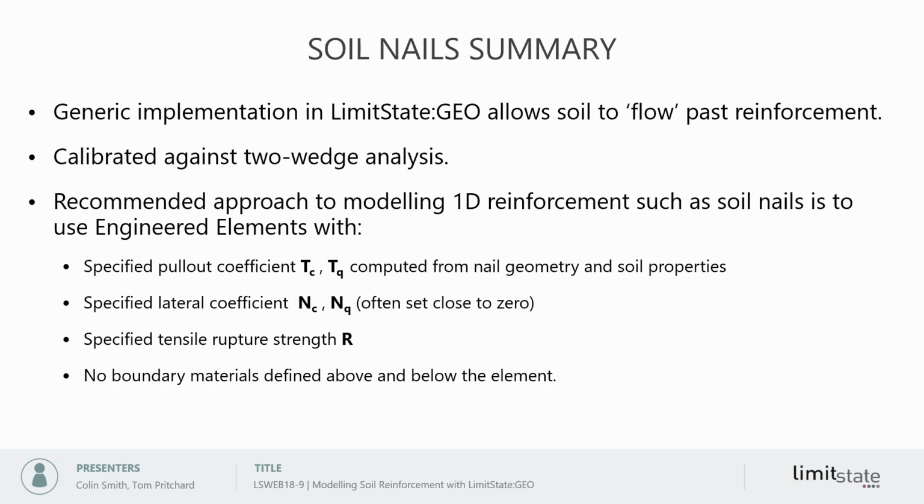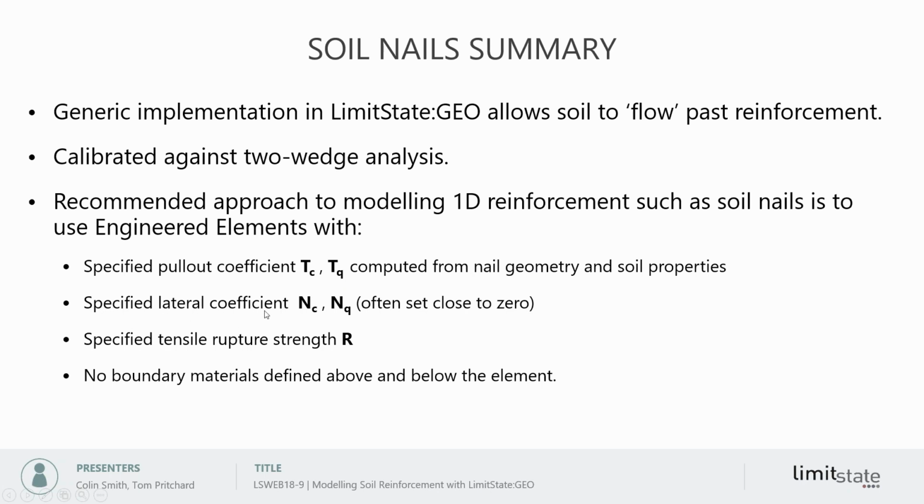So to summarize, if we're modeling one-dimensional soil nails, we've got a setup in the software that allows the soil to flow past the reinforcement. Effectively, it just models the energy dissipation along that one-dimensional element. It's been calibrated against two-wedge analysis, and if you're adopting this approach, you need to calculate your pull-out coefficients, TC and TQ, from the nail geometry and soil properties, as we saw in a previous slide.